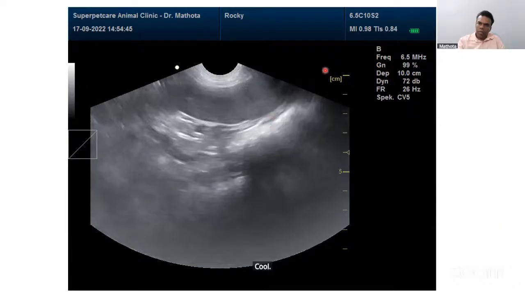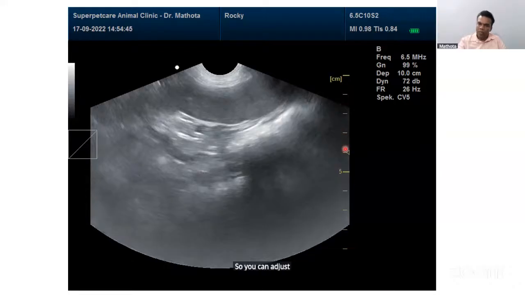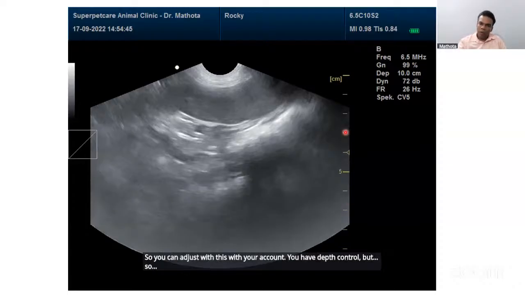On the left-hand side or right-hand side of the screen, depending on the machine, you have a scale. This is the centimeter scale. You can see how many centimeters the ultrasound beam will penetrate. You can adjust this with your depth control button. You have to decide what depth you want to see.